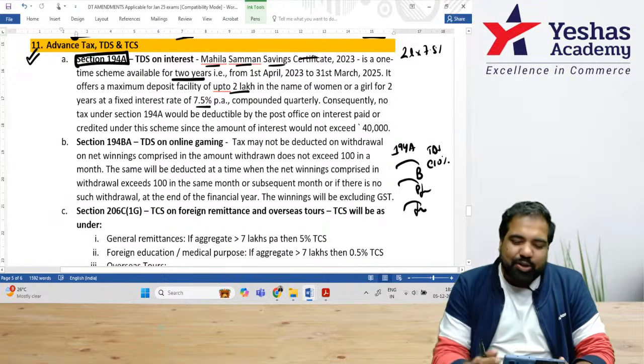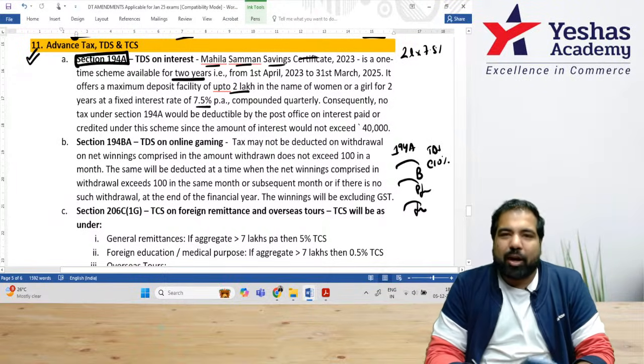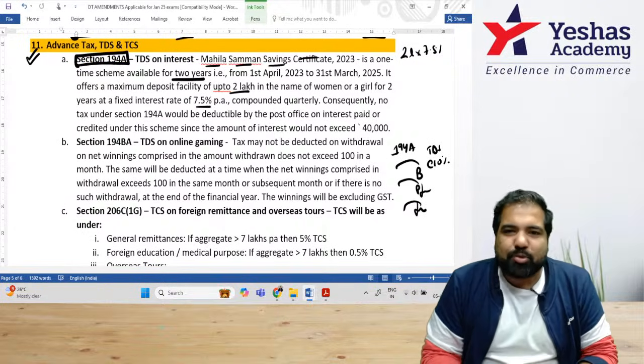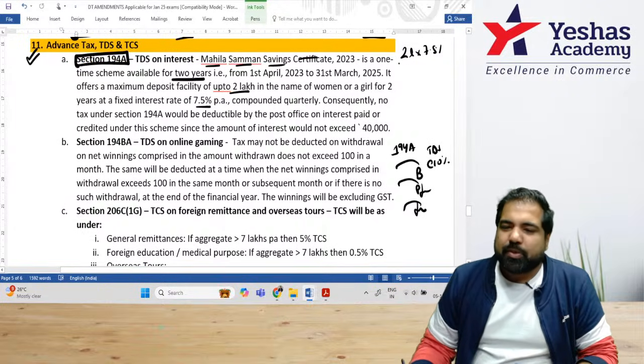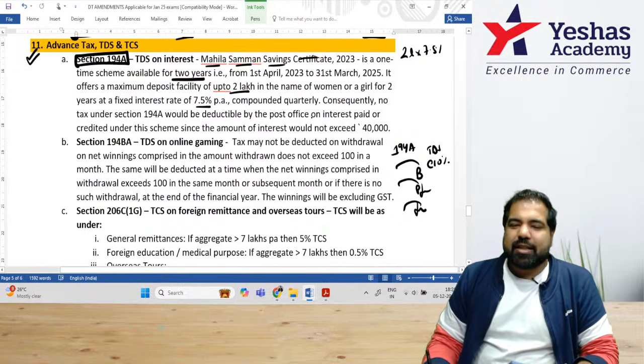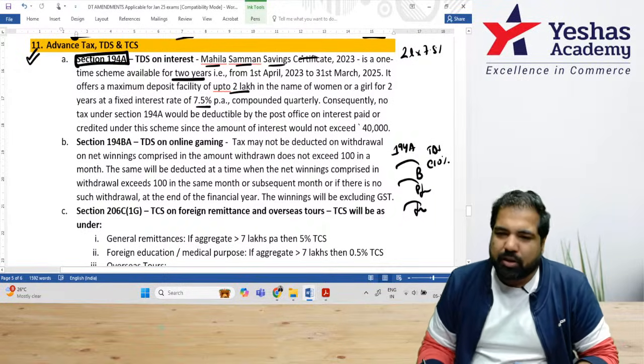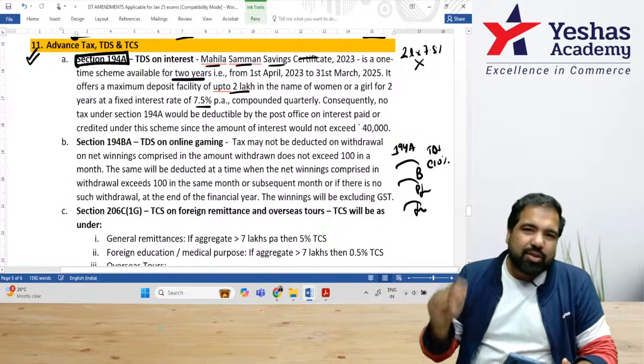That's all. Important, not at all, just a part of the amendment list that ICAI shared. So I'm sharing this news with you. So if there is a Mahila Samman certificate, in that case there will be no TDS because it does not exceed 40,000.